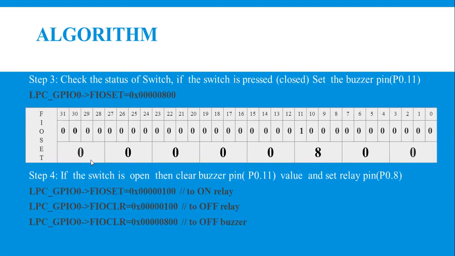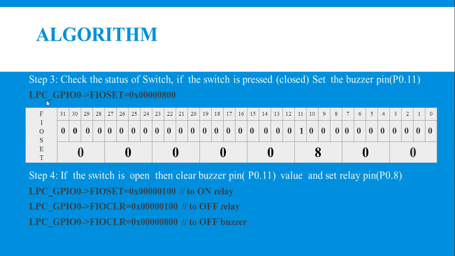Once the direction of the pins is set, if you want to send logic 1, then you have to use the FIO SET register. So if you want to switch on the buzzer corresponding to the 11th pin of port 0, you set the 11th position of port 0, and the corresponding value is 0x00000800. If you equate this value to the FIO SET register, that ensures that your microcontroller is going to send logic 1 to the 11th pin of port 0.